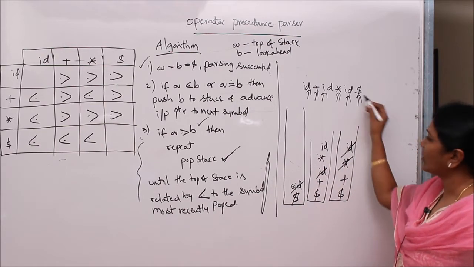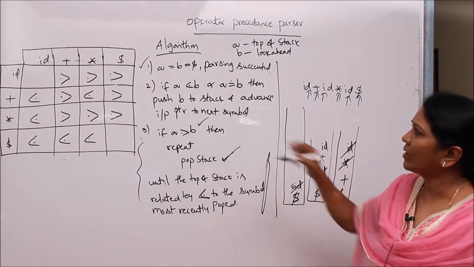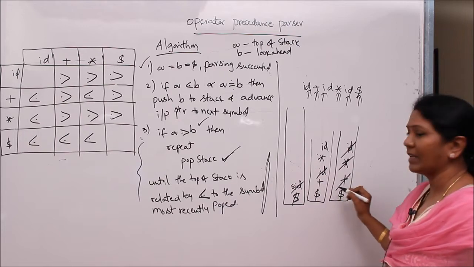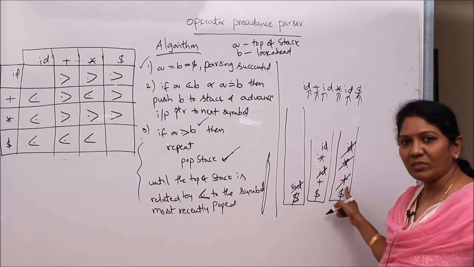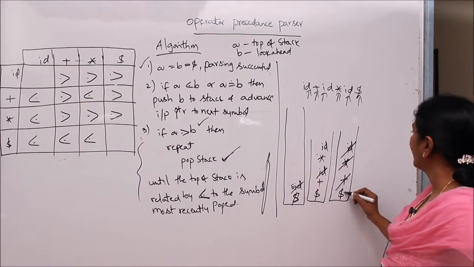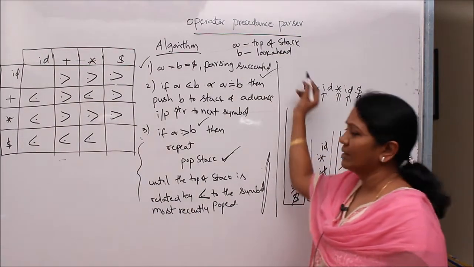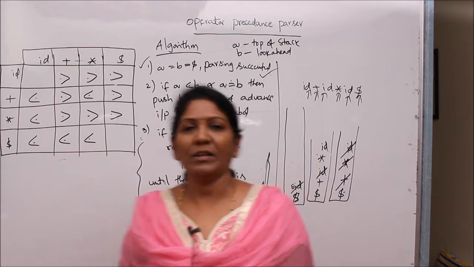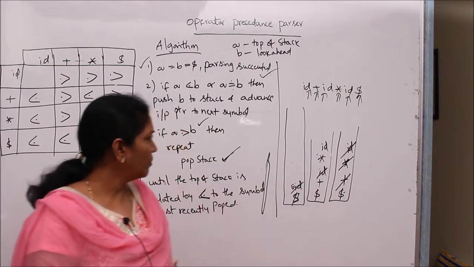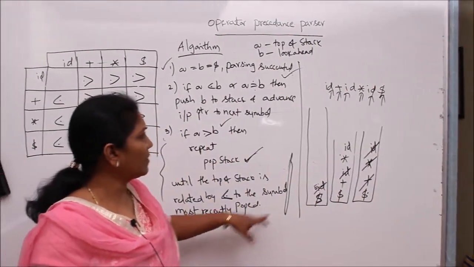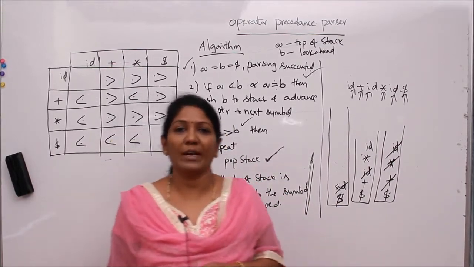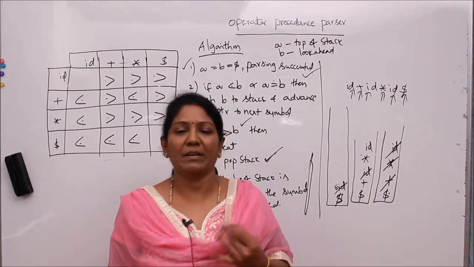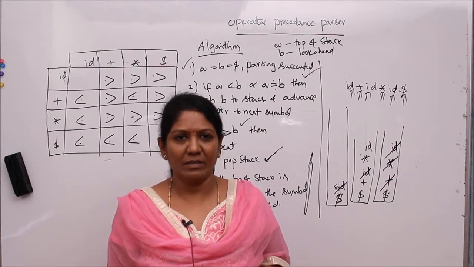Now you have plus on dollar. What is plus on dollar? Once again greater. That means take this out. Here the reduce action is once again reduce E plus E to E. Now dollar on dollar is successful completion. So just by using this simple algorithm, given any string, by using this relation table, this is how an operator precedence parser can parse the given input string.